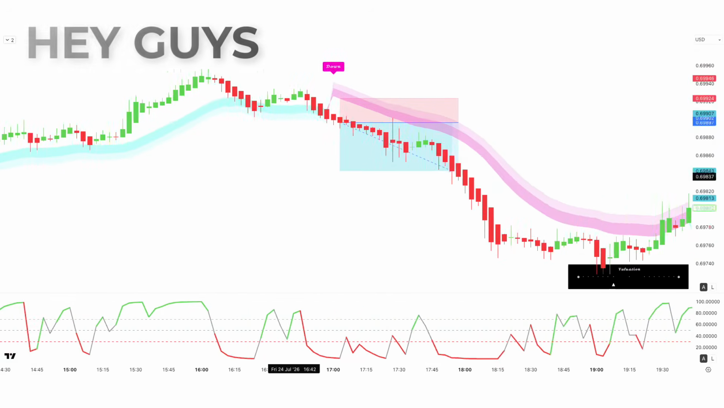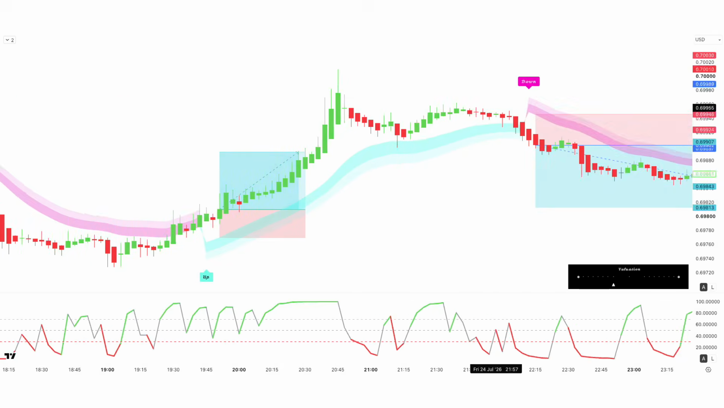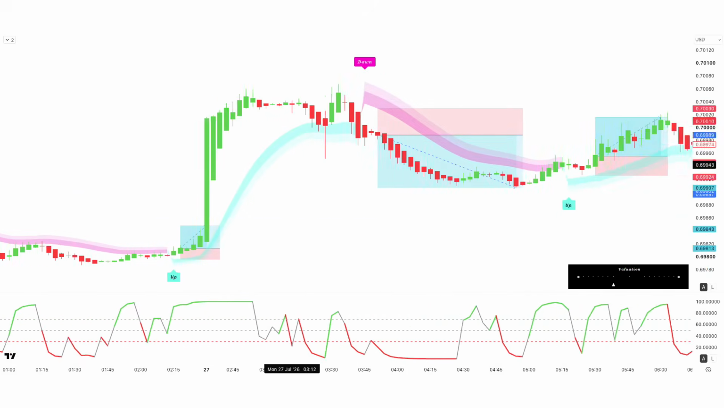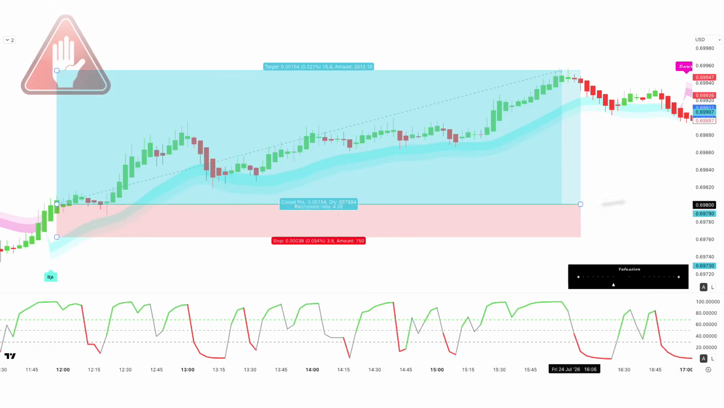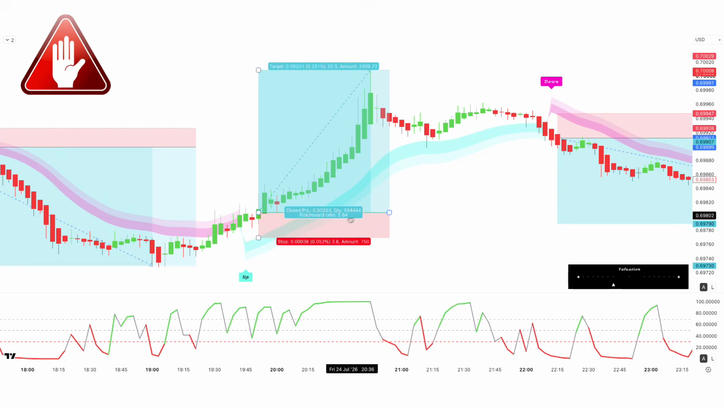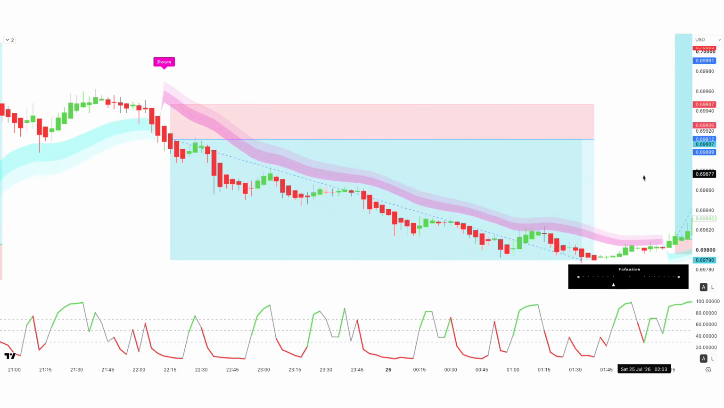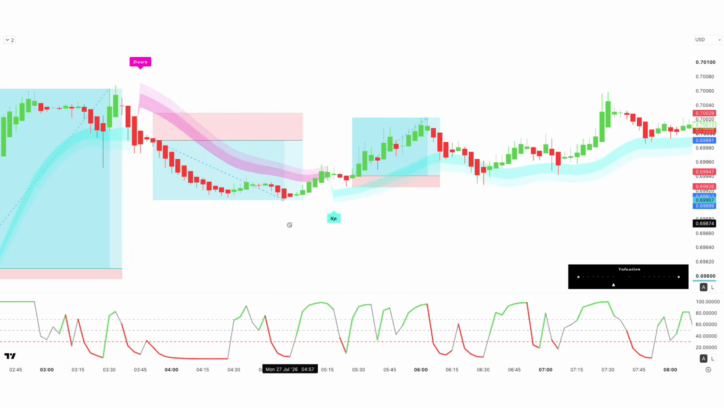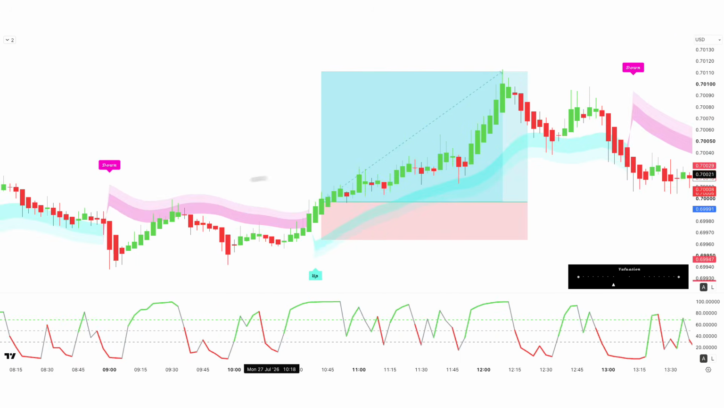Hey guys, if you think market reversals always happen suddenly, today's setup might change your perspective. The goal of this TradingView indicator isn't to predict the future, but to help you clearly identify potential reversal zones forming within the price action.